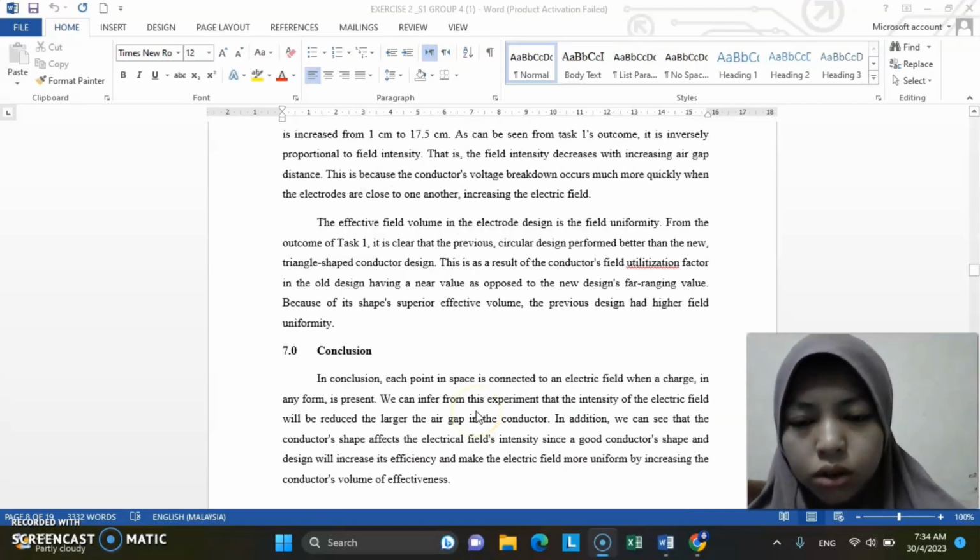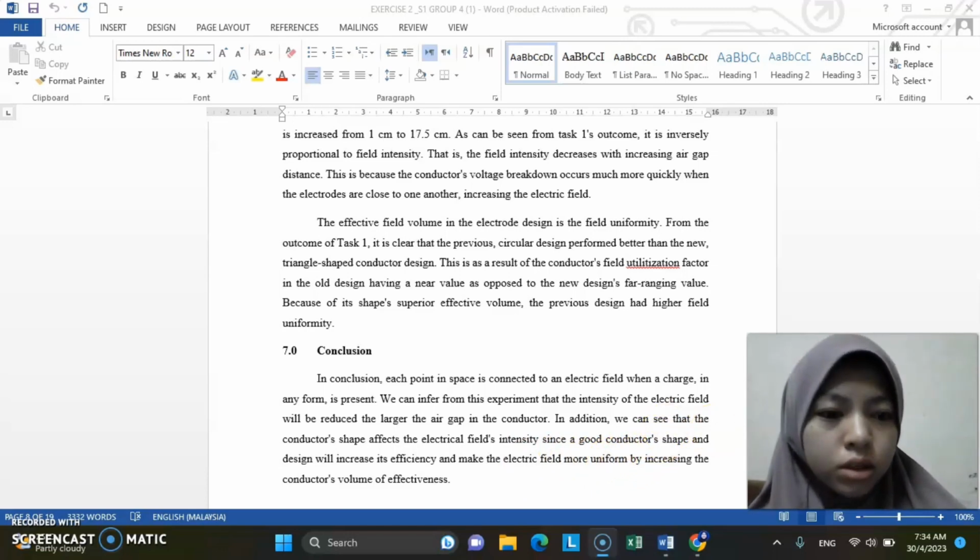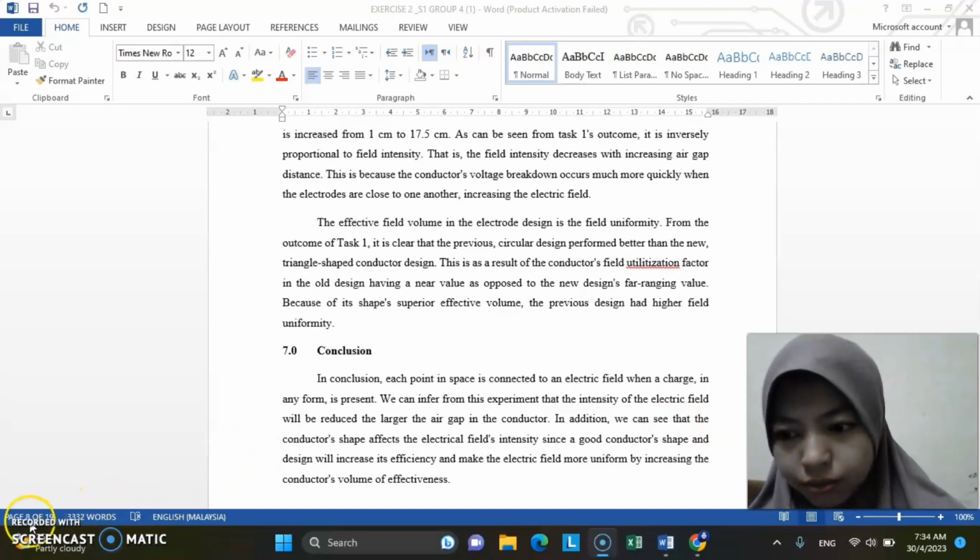For the conclusion, each point in space is connected to an electric field when a charge in any form is present. In addition, you can see that the conductor shape affects the electric field intensity, since a good conductor shape and design will increase efficiency and make the electric field more uniform by increasing the conductor volume effectively. That's all from us, and thank you.